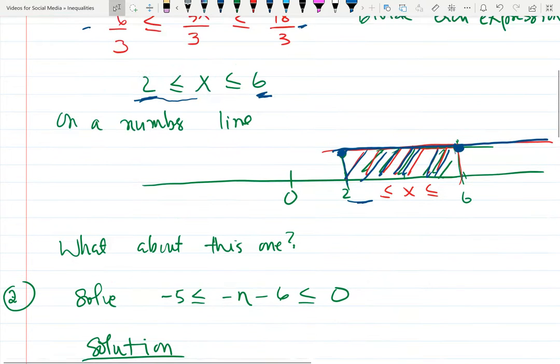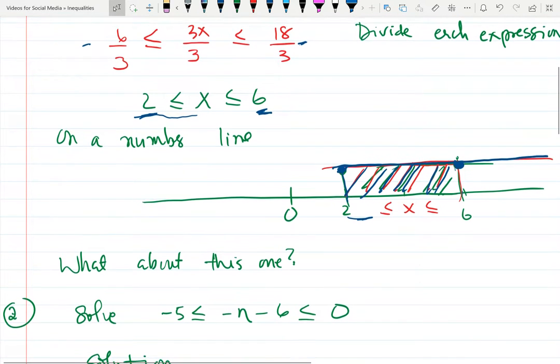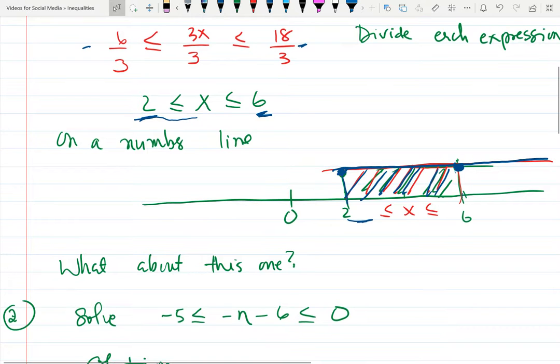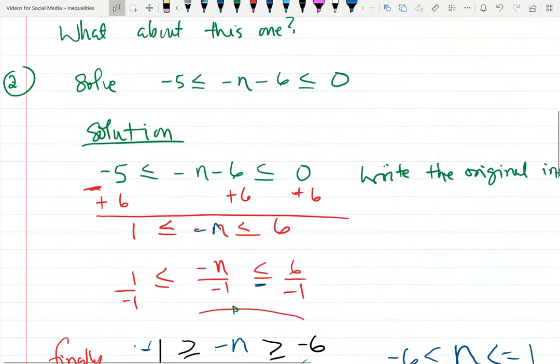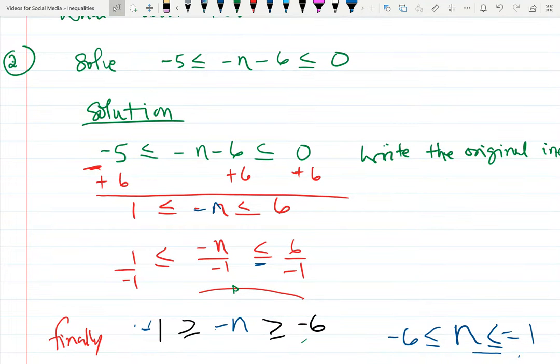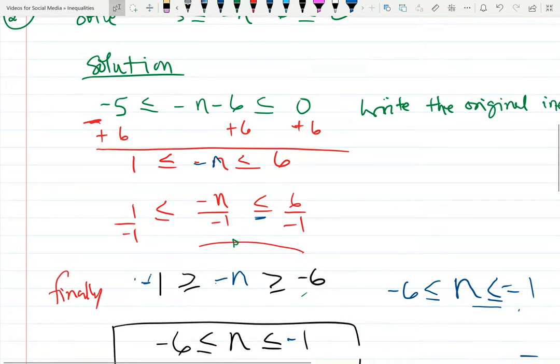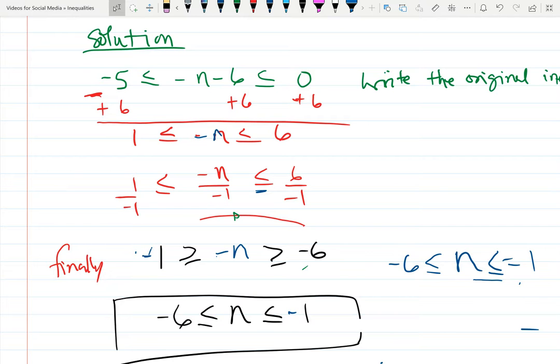What about this one right here? If you want to challenge yourself, pause the video and try this first. Okay, let's go. How do we solve this? Same rules of algebra. Since it's negative 6, you add 6 to both sides. It will be 0 plus 6 is 6, and negative 5 plus 6 is positive 1. Don't make a mistake.